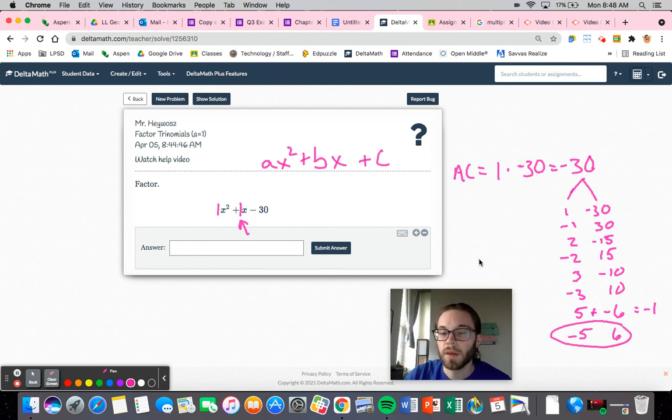So essentially what we're going to do now is rewrite this. This is x squared, and I'm going to rewrite positive 1x as the following: negative 5x plus 6x minus 30. Now, I'm going to look at these first two. They have a GCF of x. I can take the x out.